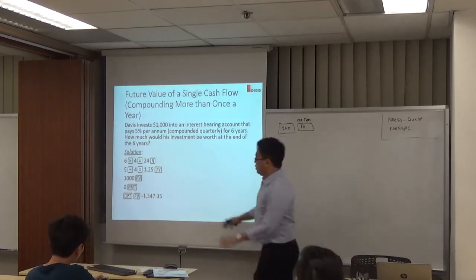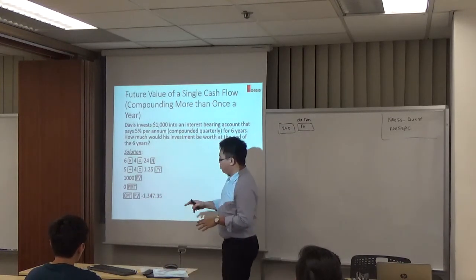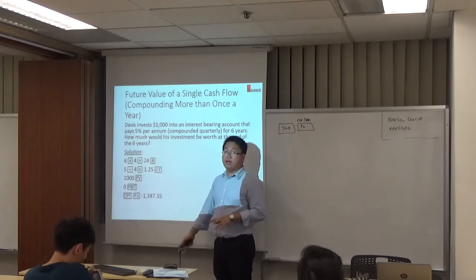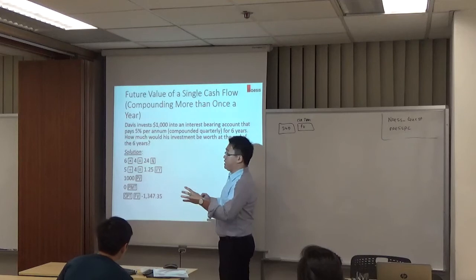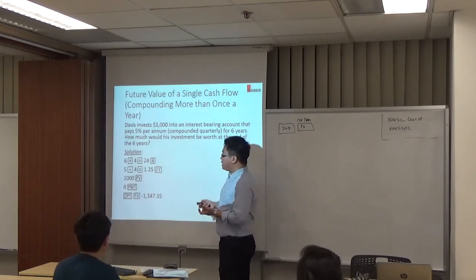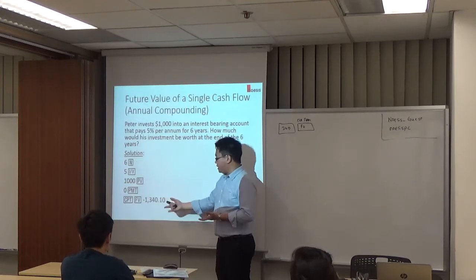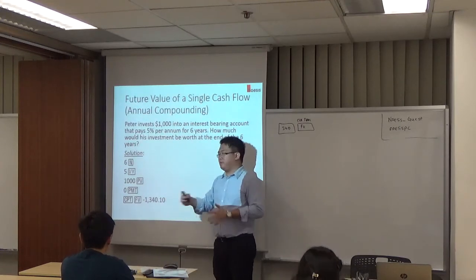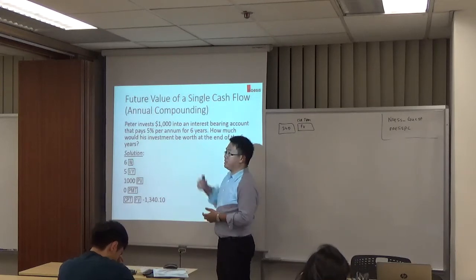Okay, so once you have that, you can press compute FV again. At the end of it, you will get 1347.35. Now, given the same amount of money invested and the same interest rate, the only difference here is the compounding frequency. Just because it's compounded quarterly and not annually, you actually have an additional $7 there. Of course, to you, $7 may not be a lot because it's only $1,000.